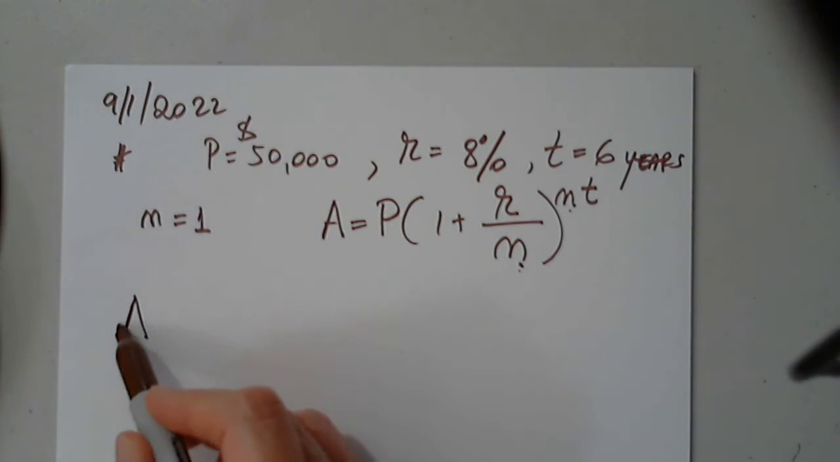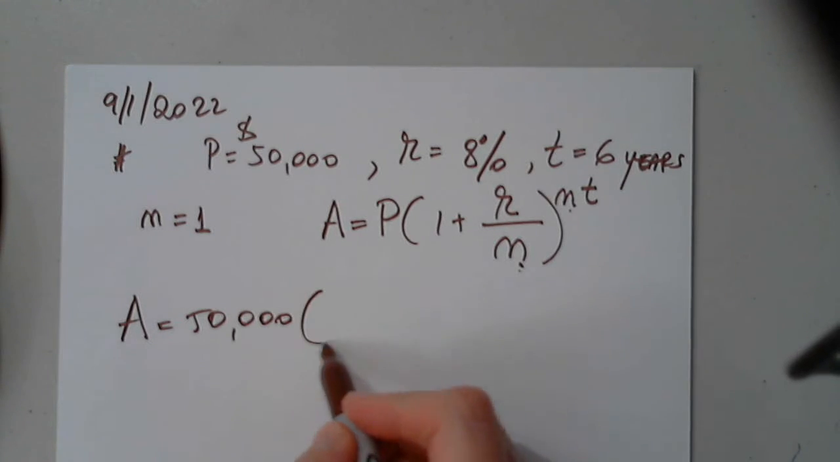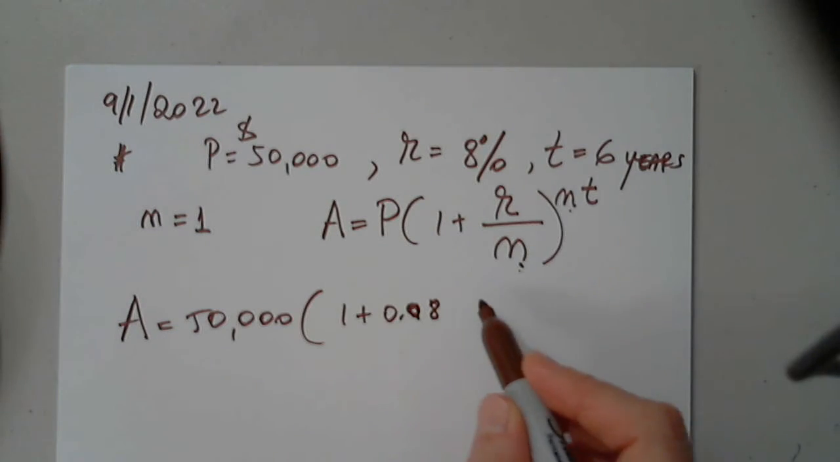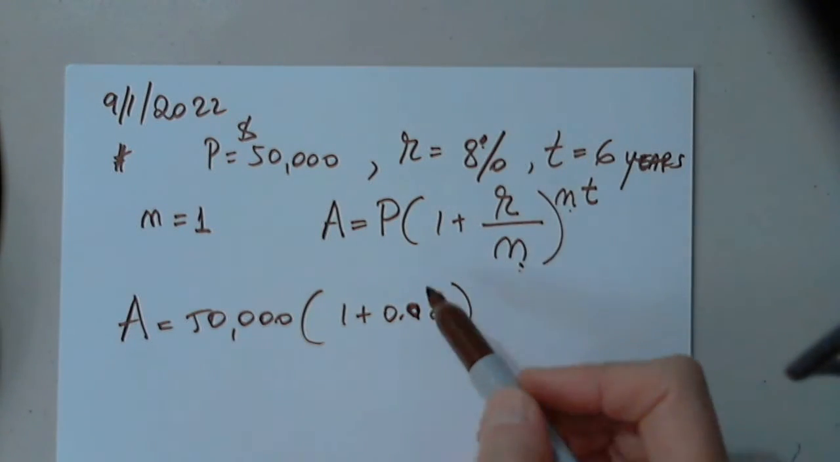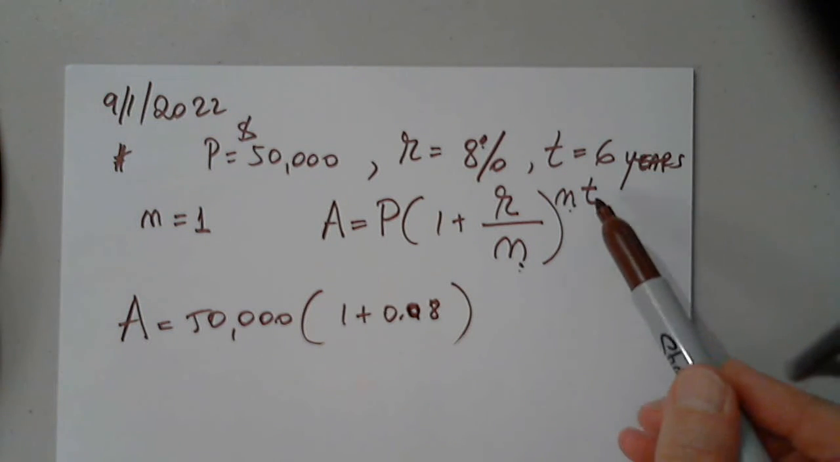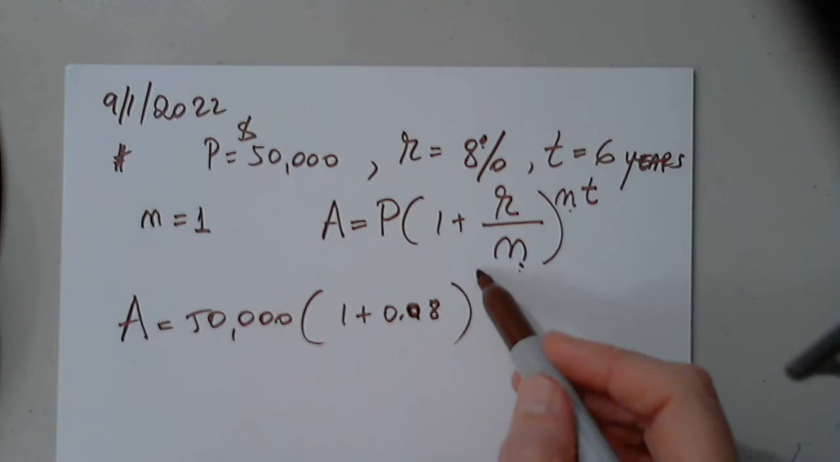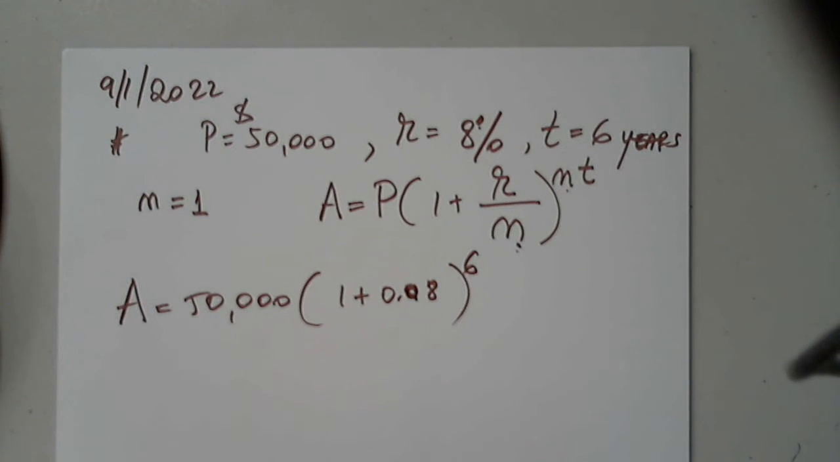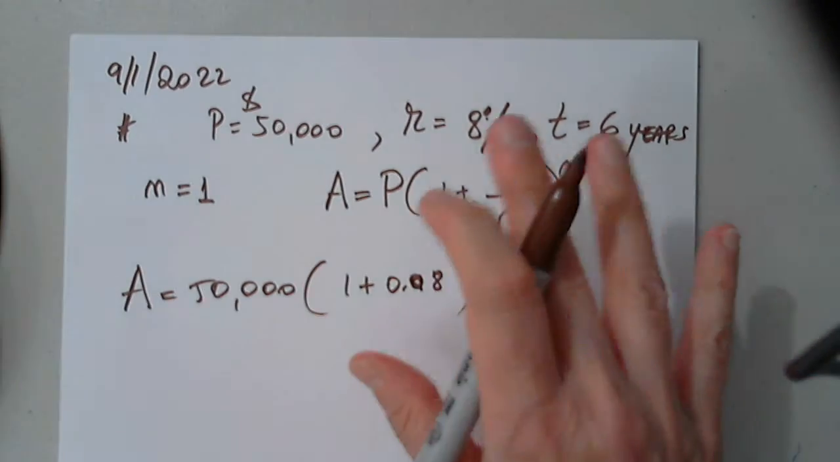So then we want the accumulated value, which is 50,000, and 1 plus 0.08, indeed. We cannot use a percentage in the formula. It has to be a decimal number, which is 0.08, raised to the power 1 times t, which is 6. Yep, that's what I have written down. Perfect, just like that. So we're going to put this in the graphing calculator.